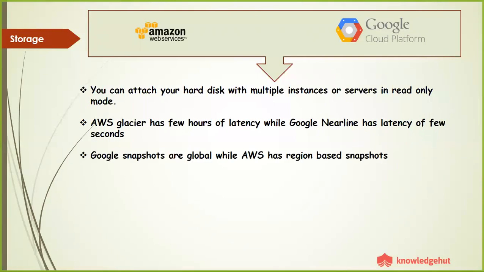Google snapshots are global, while AWS has region-based snapshots. Snapshots are kind of backups of your machine or your data hard drives. So Google creates snapshots globally, while AWS has them region-based. That means that if you have created your snapshot in Mumbai and you want to use it in the US, then you need to transfer it from Mumbai to the US, and then data transfer charges will be applicable. This will not be the case with Google.